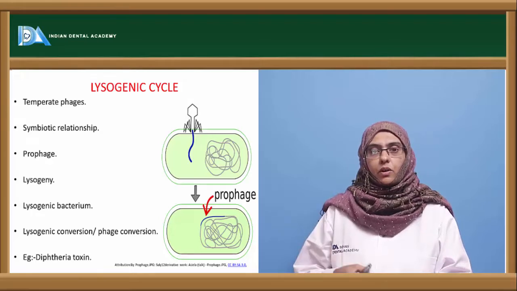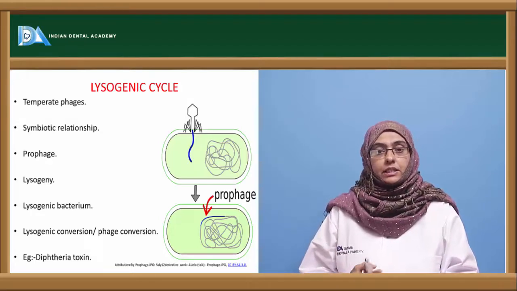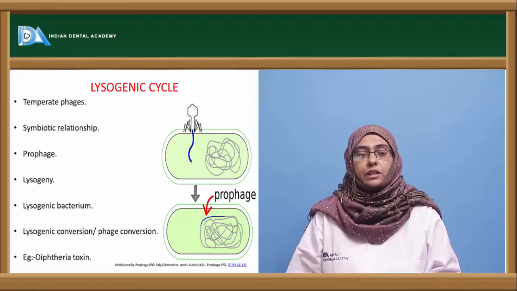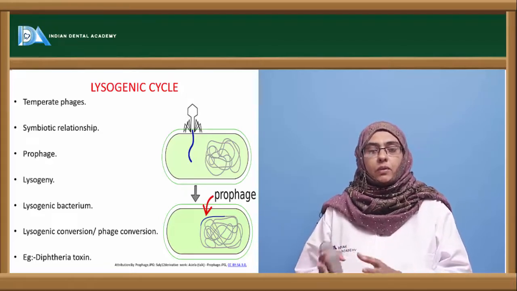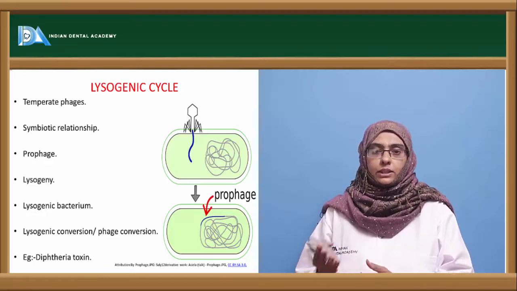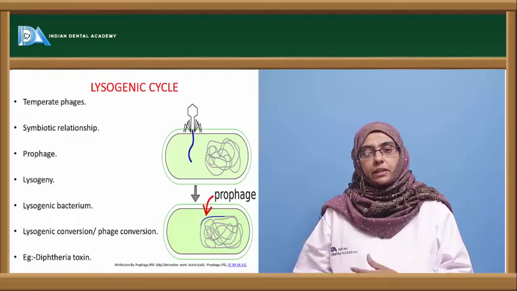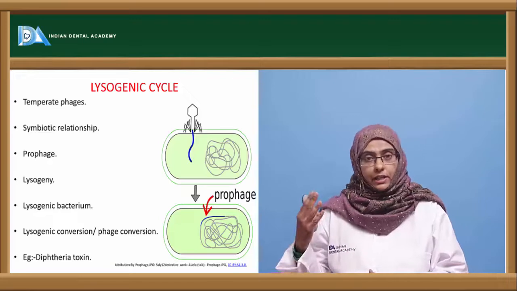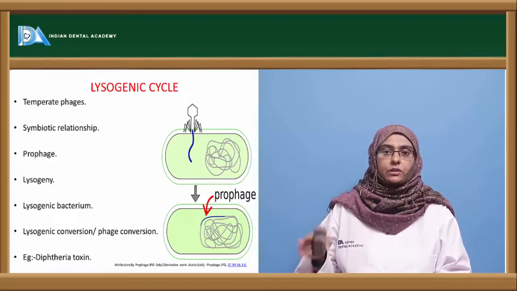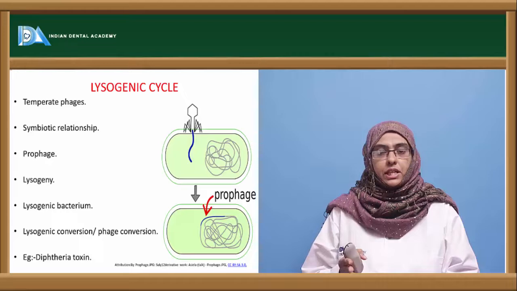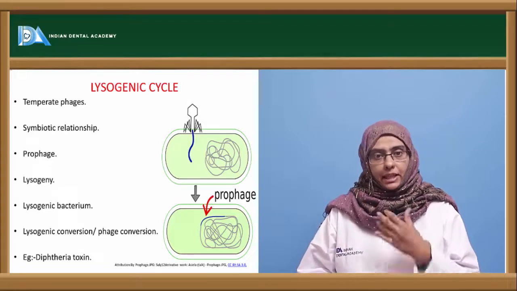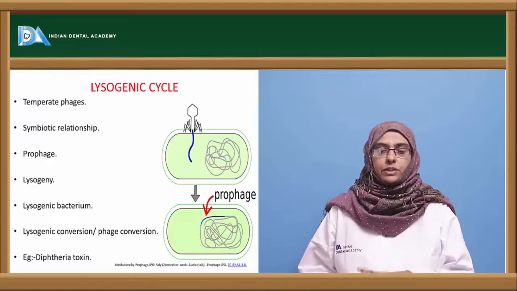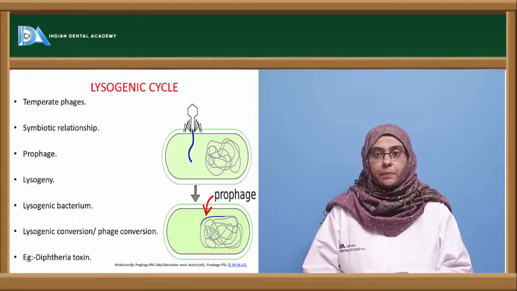So these phages are called temperate phages, and there is a symbiotic relationship between the viral nucleic acid and the host nucleic acid. It works in synchrony with the host cell and replicates as and when the host cell replicates. The viral DNA which gets integrated into the host DNA is called a prophage, the cycle is called lysogeny, and the bacterium that harbors this prophage is called a lysogenic bacterium.